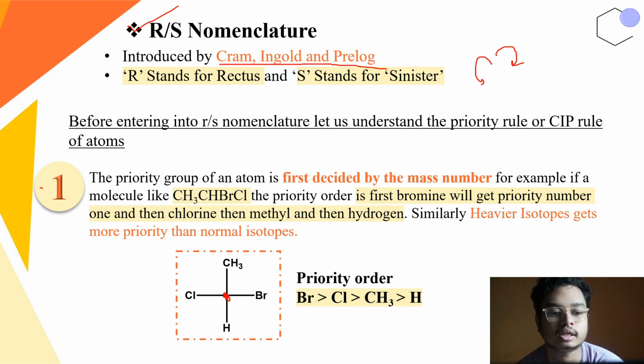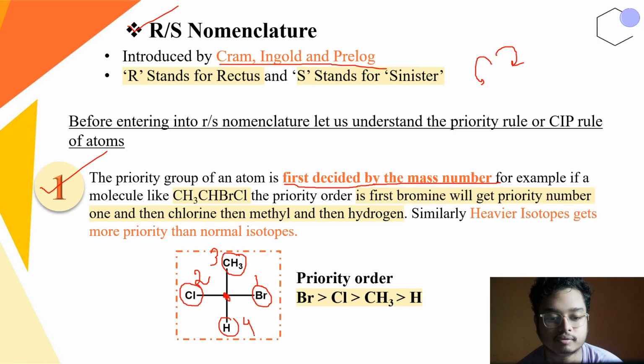So what does the first rule suggest? The first rule says that the priority of a group on an atom is first decided by mass number. For example, in this molecule, bromine has the highest mass number, so it will be priority 1. Similarly, chlorine has the second highest mass number among these four groups, so it will be second, followed by methyl as third, and hydrogen has the least mass among these four groups, so it will be the fourth priority group. So the priority order is written here.